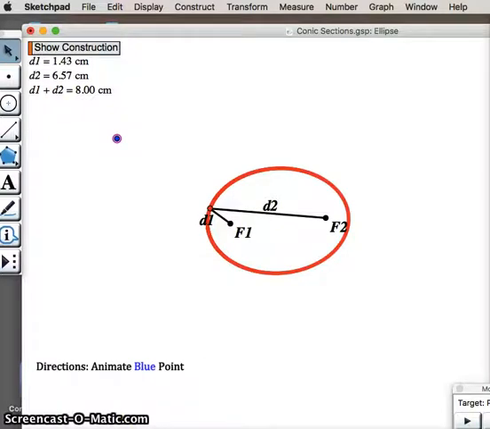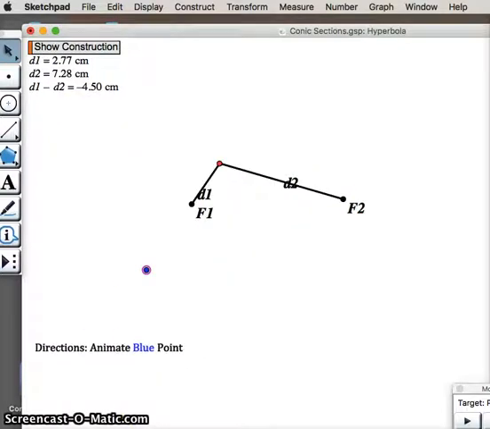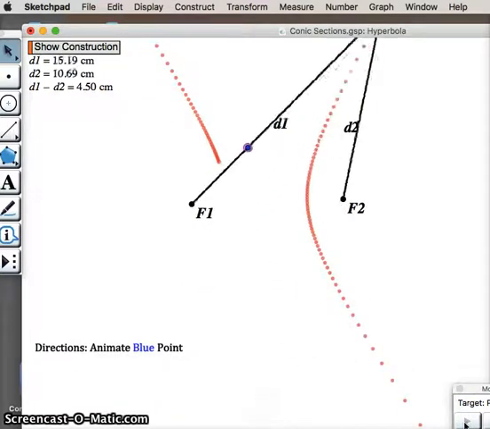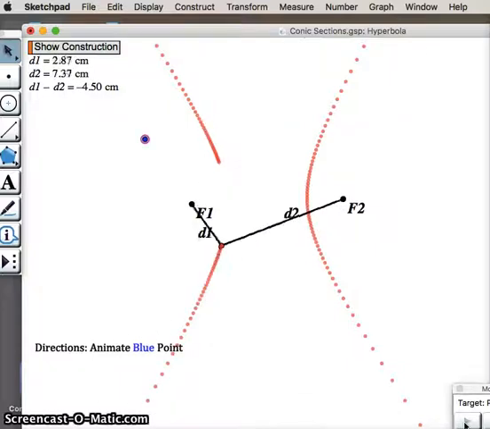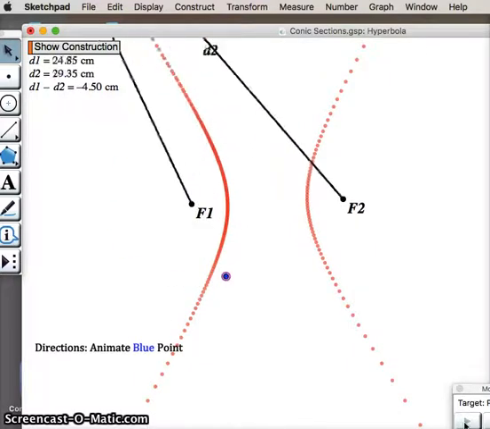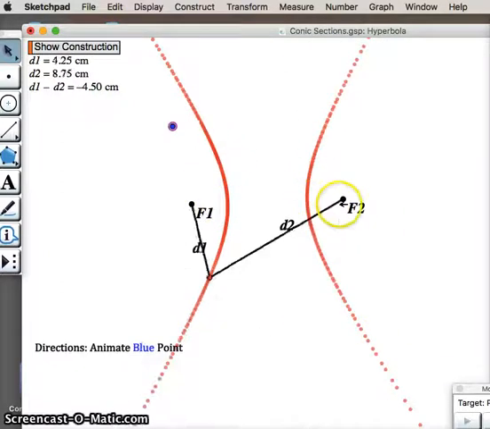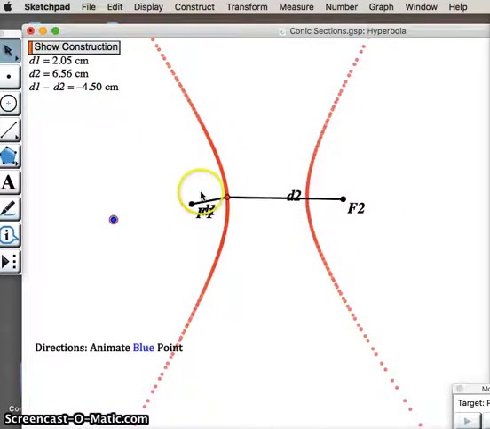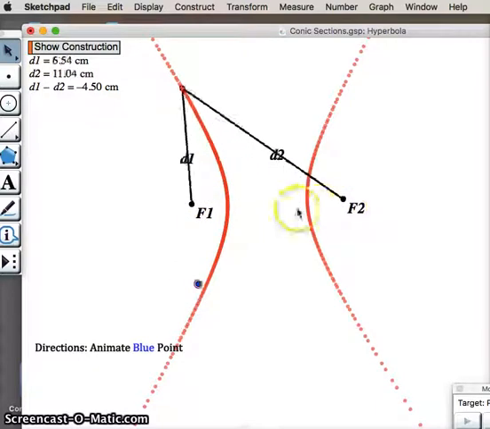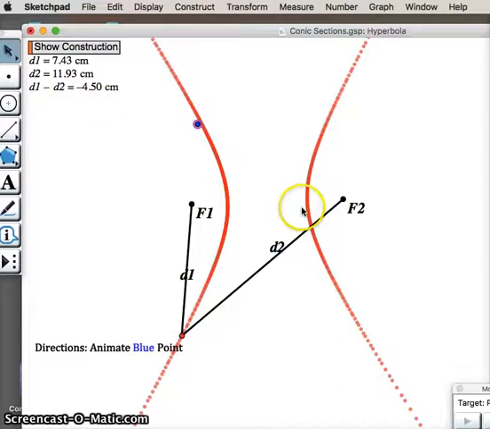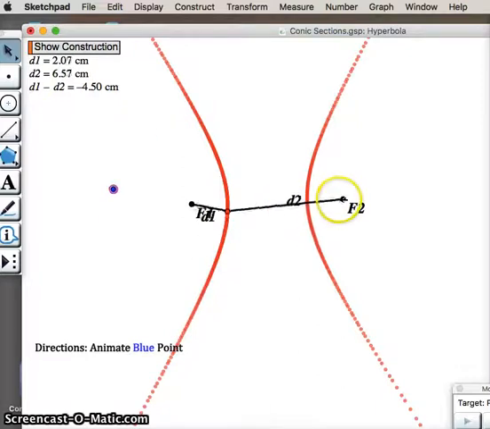Okay, and then our last conic section is a hyperbola, and this one's kind of fun to watch. Okay, so what's going on here is that we again have two foci, and we're looking at the distance between those two foci, but now it's not the sum of those two distances being constant, but instead it's the difference.